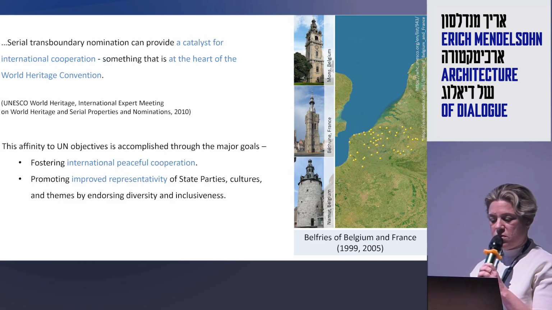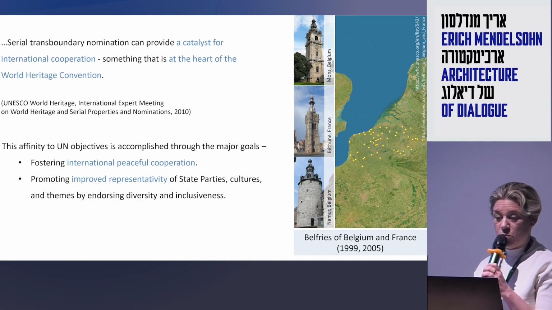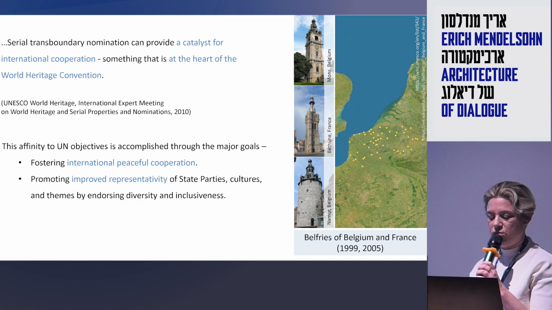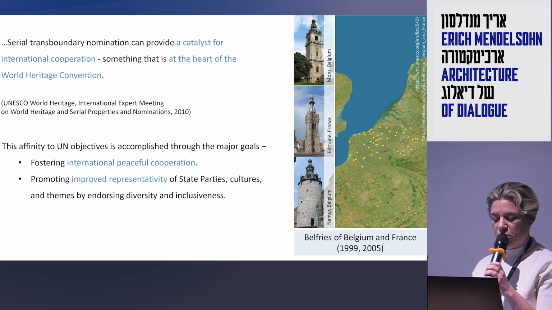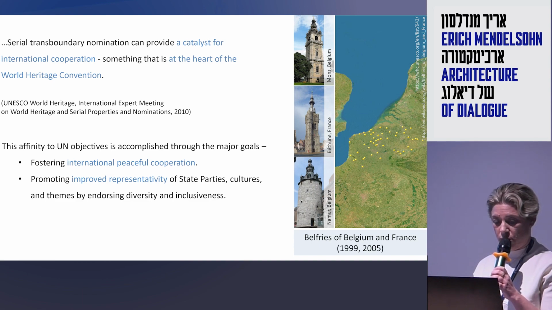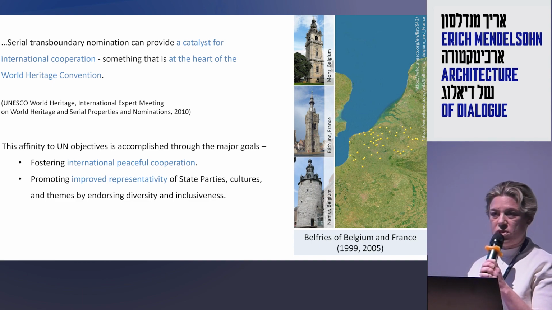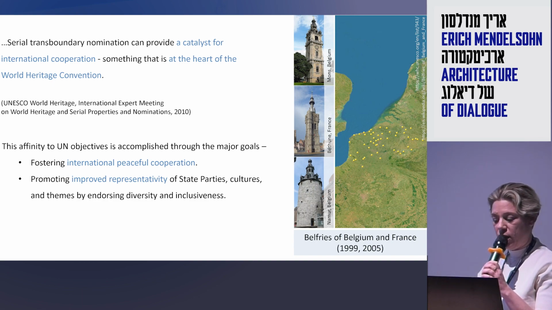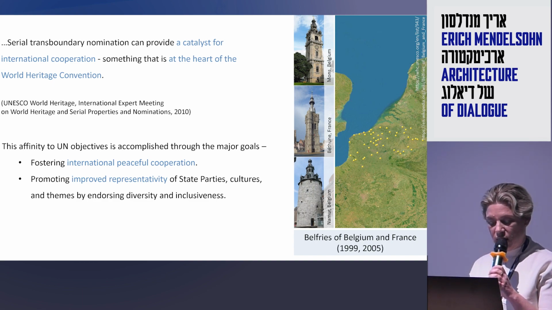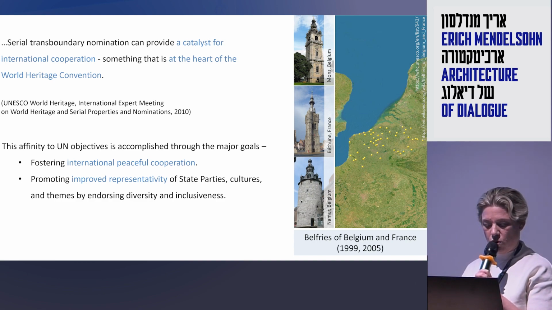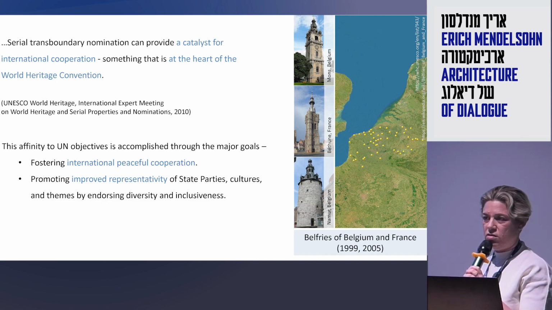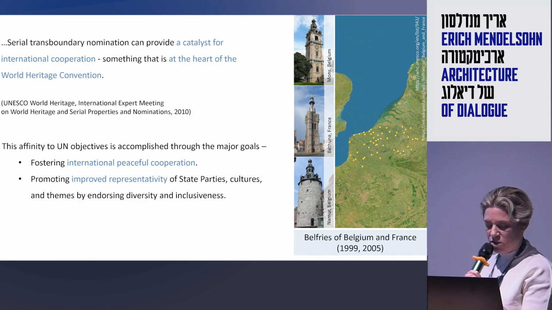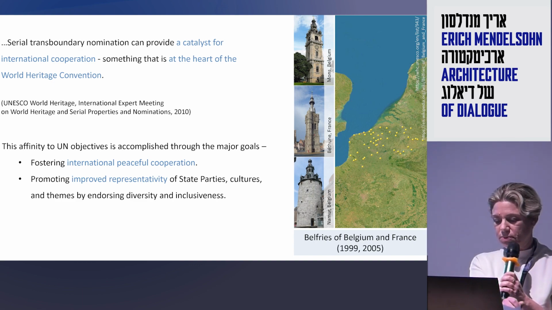The focus on these types is due to UNESCO's intentions as a UN specialized agency to address them as a catalyst for international cooperation, something that is at the heart of the World Heritage Convention. Hence, these nomination types are perceived by the World Heritage Mechanism as a practical way to promote global peace and understanding, the ideal rooted within all United Nations agencies. The affinity to UN objectives is accomplished through the following two major goals: fostering of international peaceful cooperation and promoting improved representativity of state parties, cultures, and themes by endorsing diversity and inclusiveness.